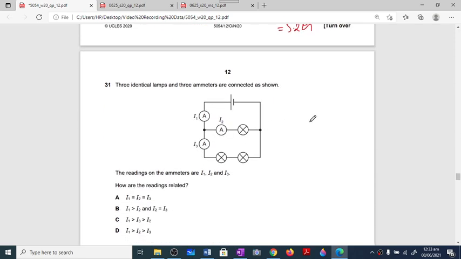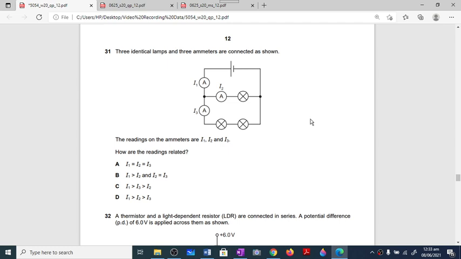Now question number 31, three identical lamps and 3 ammeters are connected. Always remember, whenever the current leaves the battery, it has the largest value, because after that it will split into the parallel combination. So I1 has the greatest value, and then I2 has only a single lamp. I3 has two lamps connected in parallel, so it has less resistance, while the other has more resistance. The greater the resistance, the less will be the current. So option D is the valid option.